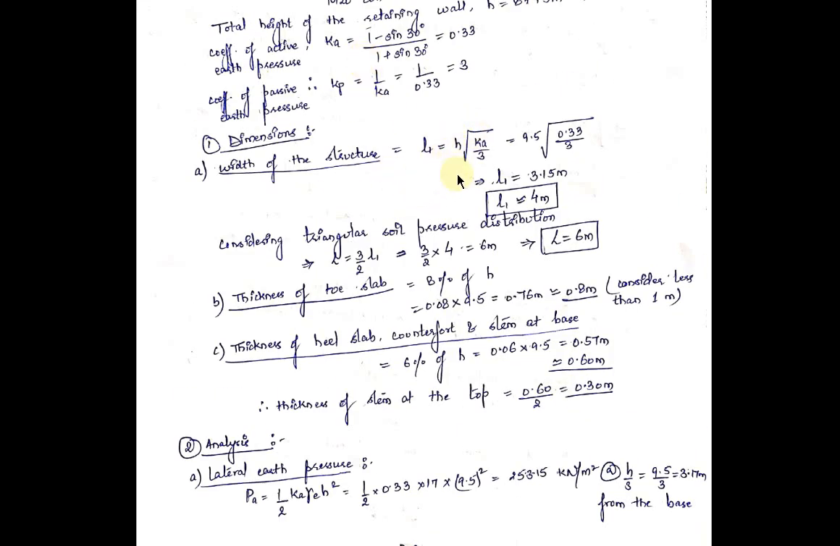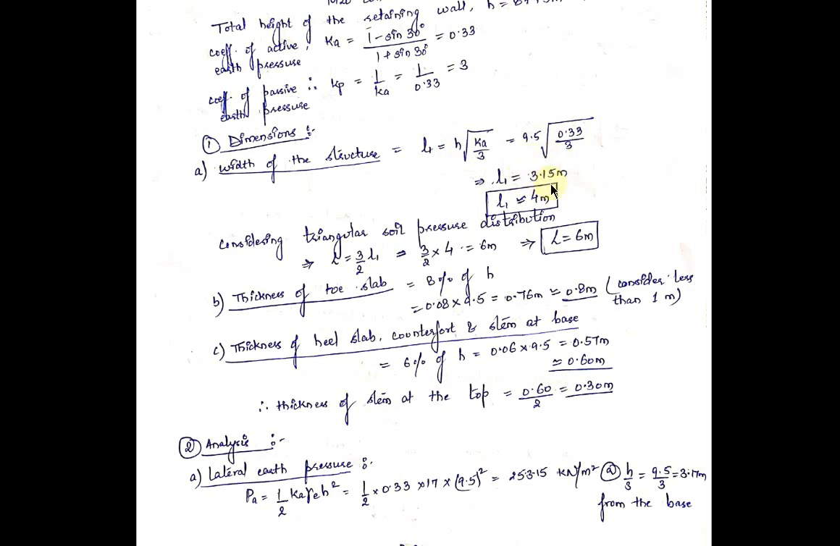So we found out this formula in the economical design of a retaining wall. So the same formula we will use. So L1 is equal to H under root Ka upon 3. H is 9.5, Ka is 0.33. You will get the value of L1 equal to 3.15 meters.